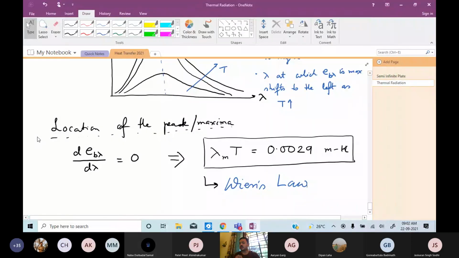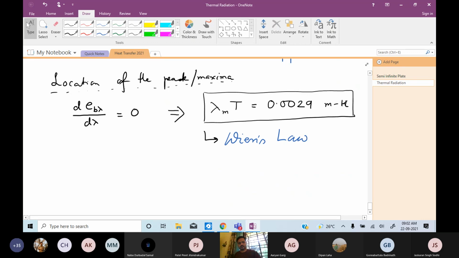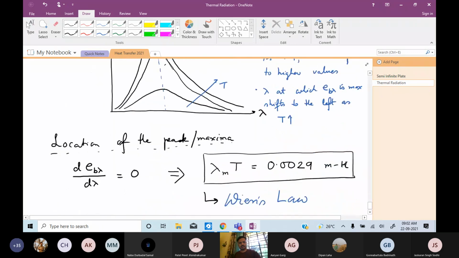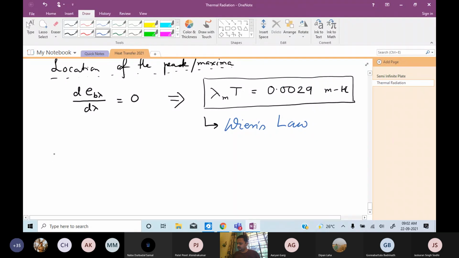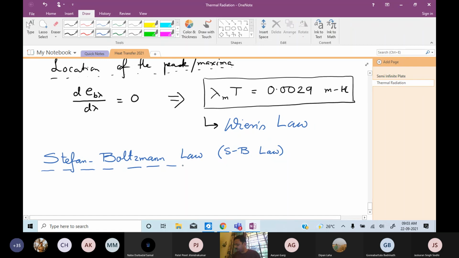Now what we are going to talk about is the third law, which is the Stefan-Boltzmann law, which, as we said before, gives us an expression to calculate the emissive power, the total hemispherical emissive power, or in short, the emissive power of a black surface. The Stefan-Boltzmann law, or SB law.